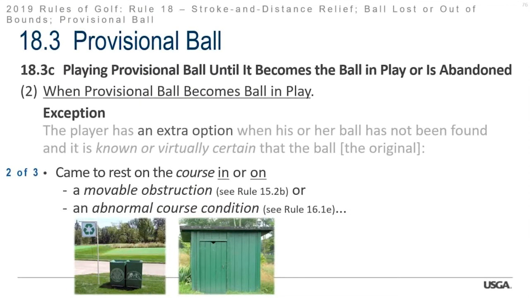Here's an example of why you would take the stroke and distance and play your provisional. For example, if your ball is lost in the outhouse that we talked about, and we have knowledge of virtual certainty, you are allowed to get free relief from that outhouse and go through that procedure, but you might not like where your relief is. It might be in an area of trees, and you have no shot. Because it was way offline, you can choose to keep playing the provisional under stroke and distance and make the provisional the ball in play and not take your free relief. That's why this is a choice for the player to make.